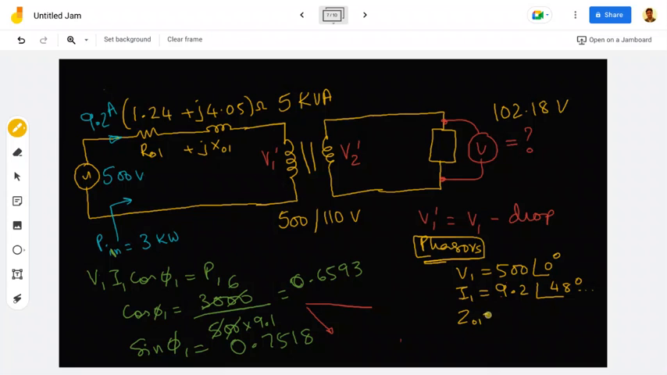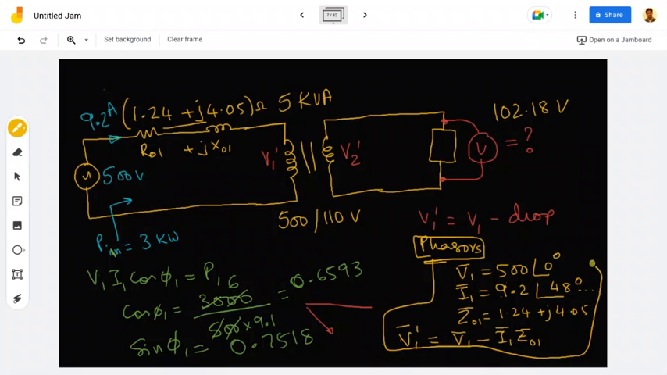Then Z naught 1 is again this number, which we already have, complex 1.24 plus j 4.05. So all three are vectors or phasors, whatever. V1 dash will be the phasor subtraction of V1 minus I1 bar times Z01 bar. If you do this, you will get the exact value of V1 dash as a phasor. Then you take the absolute value, then you will get the magnitude of that. Those who are interested can simply try this method.